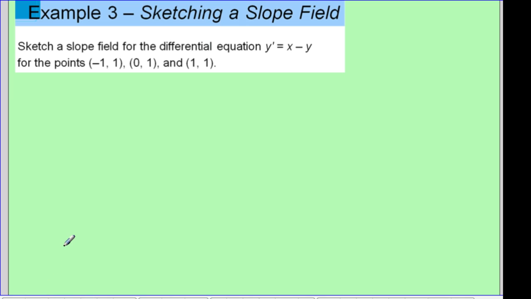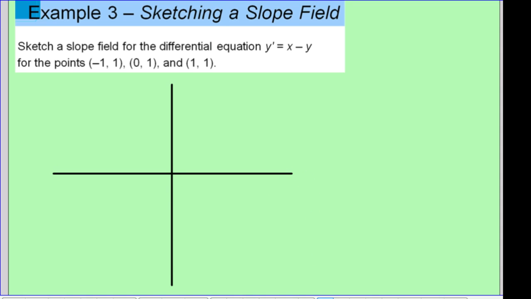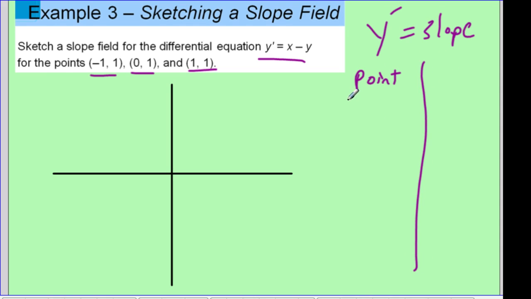Okay, so let's actually sketch a slope field. This is going to be a simple one for now. Sketch a slope field for the differential equation y prime equals x minus y. So for these points, that point, and this point. For every point you plot, your y prime is basically the slope at that particular point. So let's make a table. Here's my point, and then we're going to find what the slope is going to be.